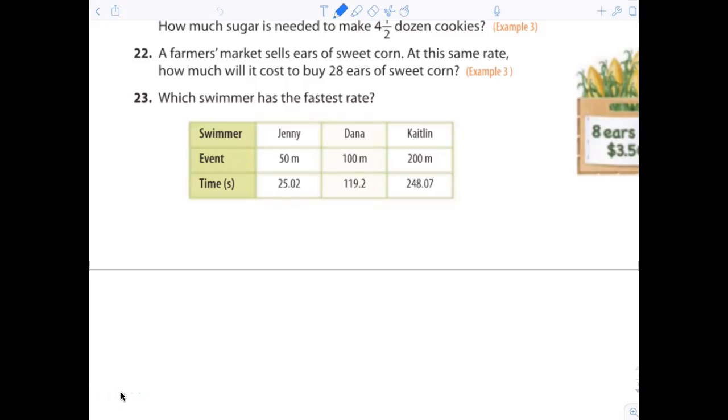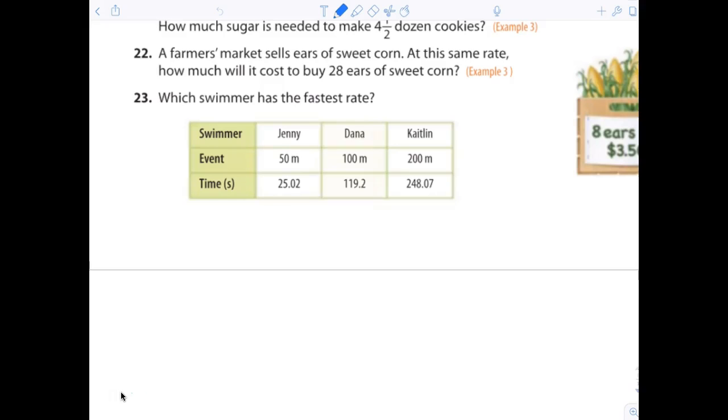At the homework question last night, which is question number 23. All right. And again, it says 20, which one? 22. All right, let's take a look at 22. It says, a farmer's market sells ears of sweet corn. At this same rate, how much will it cost to buy 28 ears?